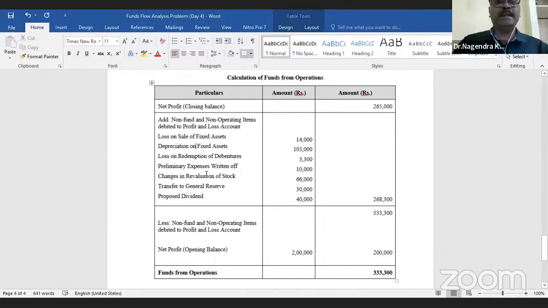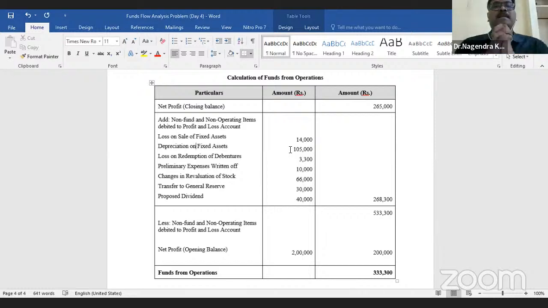And on the other hand, depreciation. We calculated the depreciation amount from the accumulated depreciation account. There we are finding that the depreciation is 1,05,000 during the year. This is also a non-cash expenditure, so we have to add this to the net profit during the year.